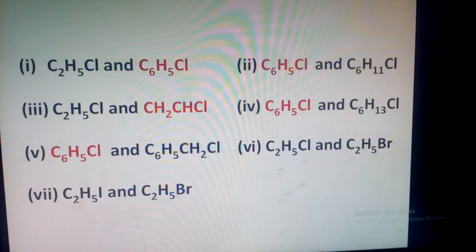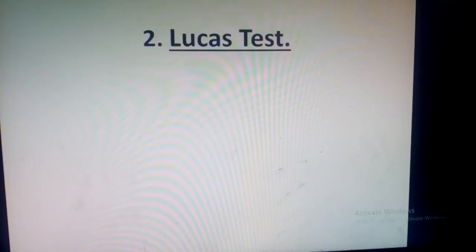You can see in the last, that is 6 and 7, alkyl halides with different halogen atoms are there, which can also be distinguished by using this test. So you can try this test if any of these distinguish-between questions come in your exams. Let us discuss now the second test, that is Lucas test.